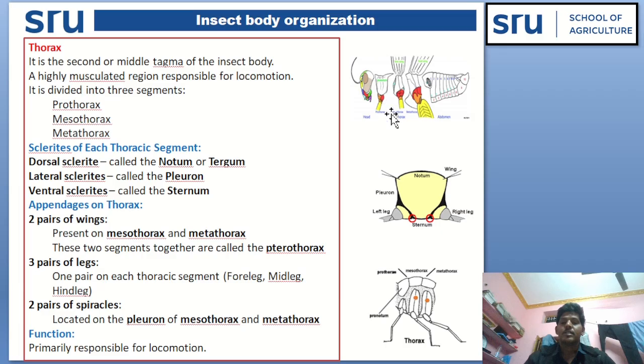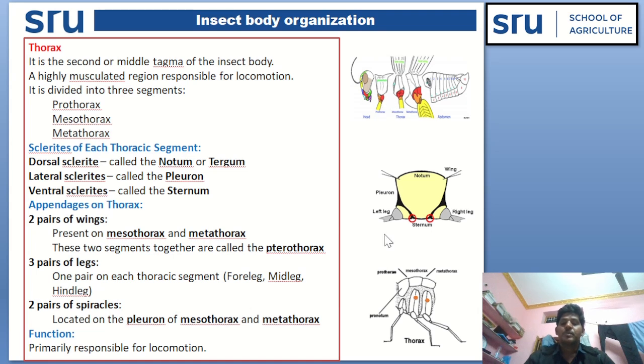Three pairs of legs, one pair on each thoracic segment, are there, that is, foreleg, mid-leg, and hind leg. The foreleg is present in the prothorax, the mid-leg is present in the mesothorax, and the hind leg is present in the metathorax.